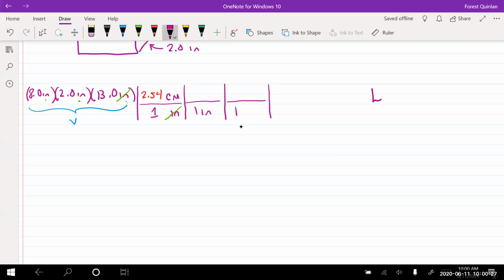And so we have the 1 inch on the bottom again, and we still have our 2.54. That will now allow us to get rid of each of the 3 inches, which means we're left with a centimeter times a centimeter times a centimeter. What units are those? Centimeter cubed. That is correct. So that right there now has become a centimeter cubed.